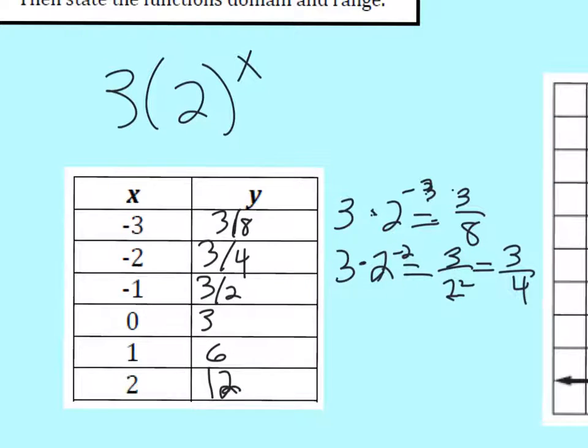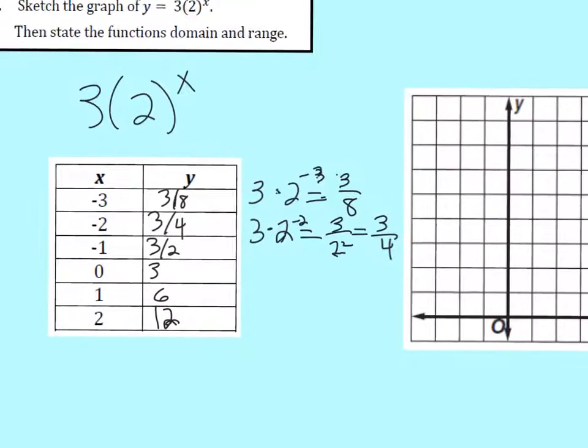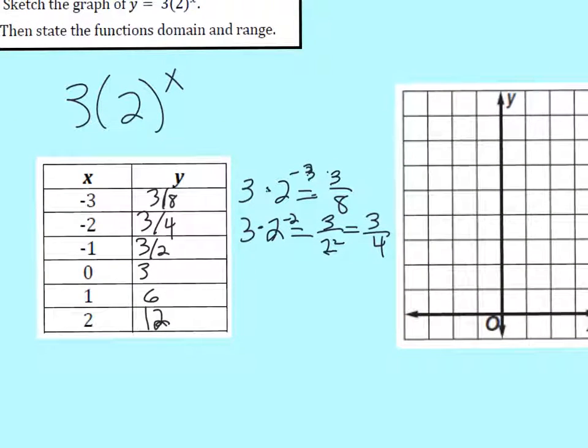So I can start to take a look at what this graph is going to look like. At negative 3, you're going to be at 3/8. Negative 2, you're going to be at 3/4. 3/8 is going to be down here, 3/4. Negative 1, you're going to be at 3/2, so that's 1.5. At 0, you're going to be at 3. At 1, you're going to be at 6. At 2, you're off the grid. So it's going to look like that. That's what your answer is going to look like.